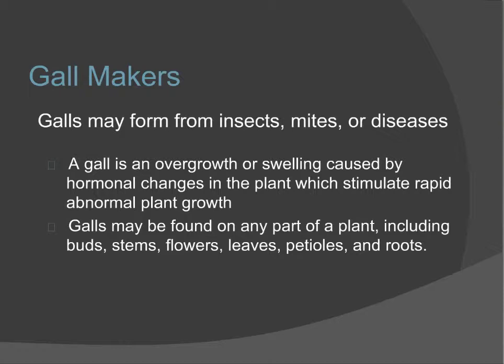So we'll move on to gall makers. Galls can be formed from insects, mites, diseases. A gall is basically an overgrowth or swelling from hormonal changes in the plant, which stimulate rapid or abnormal plant growth. So galls may be found on any part of the plant, including leaves, petioles, roots, basically anywhere.